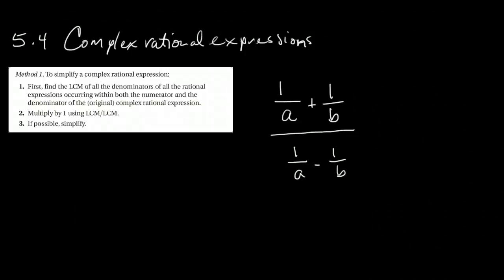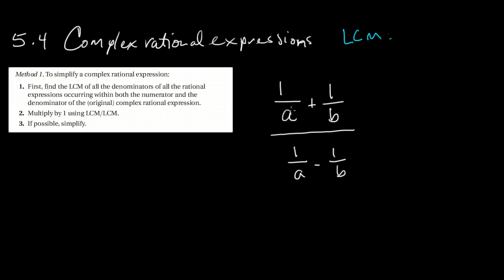We're going to take a look at two methods for simplifying complex rational expressions. A complex rational expression is one that has fractions in the denominator. So method one says first find the LCM of all denominators. So what is going to be the least common multiple of all of our denominators?